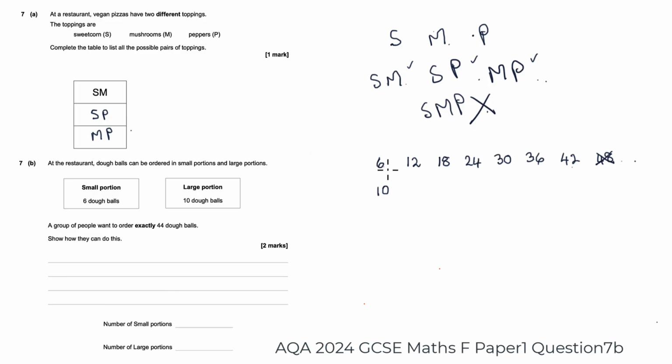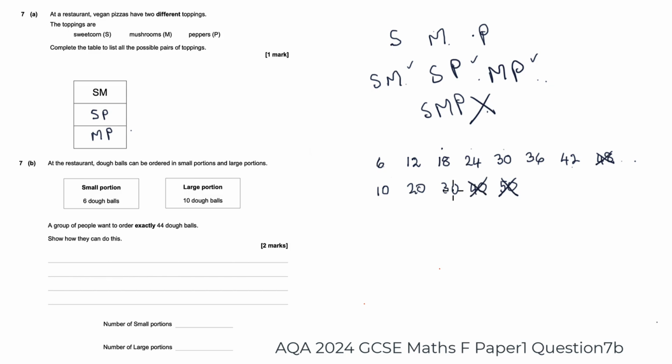supplied by just ordering small portions. That's all that you'll get in small portions. 2 of the small portions, 3 of them, 4 of them, and so on. Now, if we try 10, a large portion, 2 large portions would have 20, 3 large portions would have 30, 4 large portions would have 40, and then you're past 44. So again, if it's just large portions, you're not going to get 44. So that's not going to work.